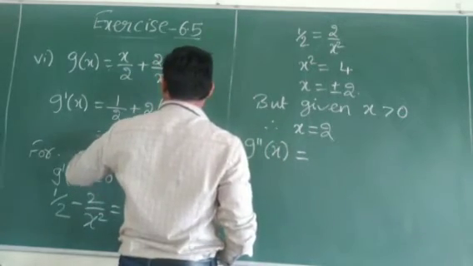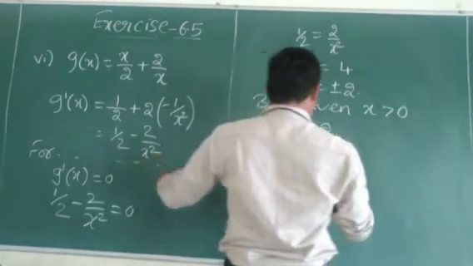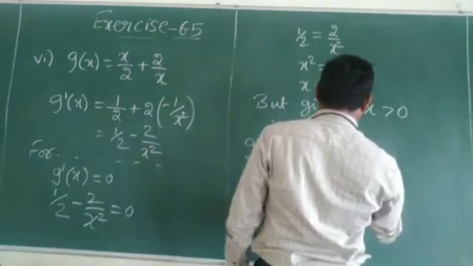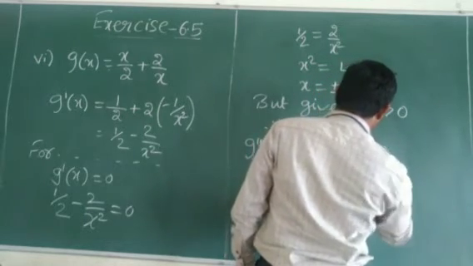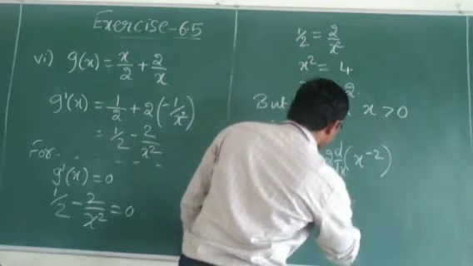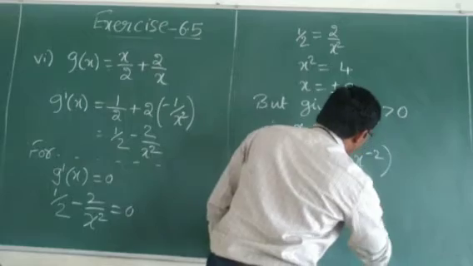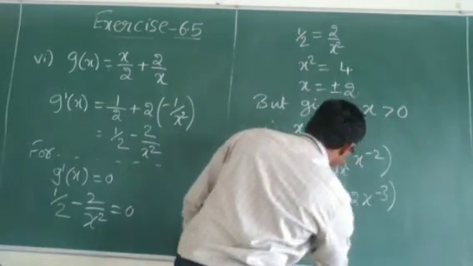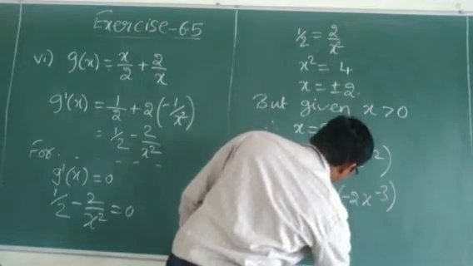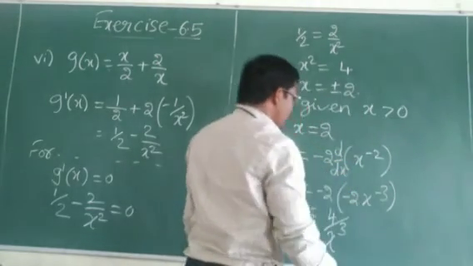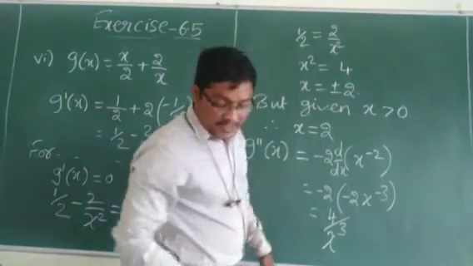So 1 by 2 is a constant, so it will become 0. So we get minus 2 x square. 1 by x square can be written as the derivative of x power minus 2. So this is minus 2. Now if we apply the x power n formula here, we get minus 2 x power minus 2 minus 1, minus 3. So that is equal to minus 2 into minus 2 plus 4 by x power minus 3, which can be written as 1 by x cube. So we get 4 by x cube. Now this is the second derivative.